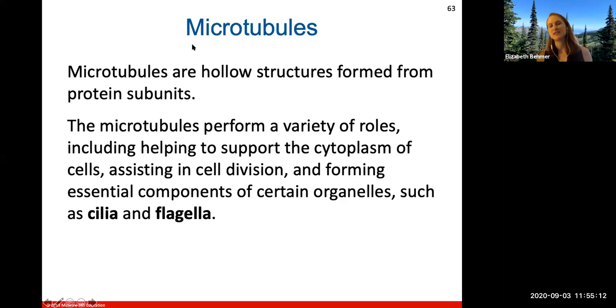The sperm cell. The sperm cell is the only cell in the human body that has a flagella. Cilia will be attached to the exposed surface on some epithelia, and cilia will help move mucus through your respiratory tract. I think we talked a little bit about that.